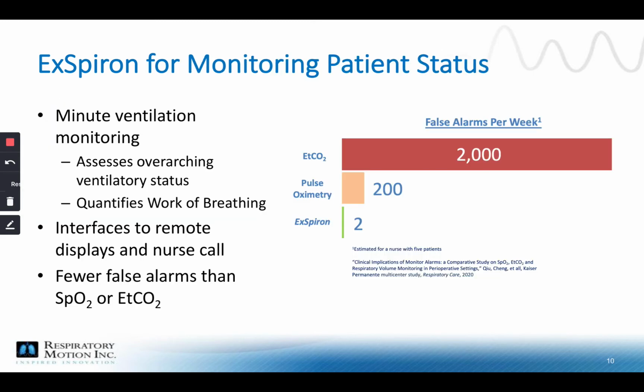Minute ventilation monitoring gives the first sign of impending respiratory failure. It is useful in many care areas of the hospital, including the ICU and ED, and even the general care floor. ExSpiron connects to both existing nurse call systems and some remote display systems. Another benefit of ExSpiron is that it has been shown to have very low rates of false alarms compared to SpO2 or end-tidal CO2 monitors, where patient movement can displace sensors and cause false alarms. ExSpiron can be used to monitor patients who are on pain medication or sedation, or on forms of non-invasive ventilation.